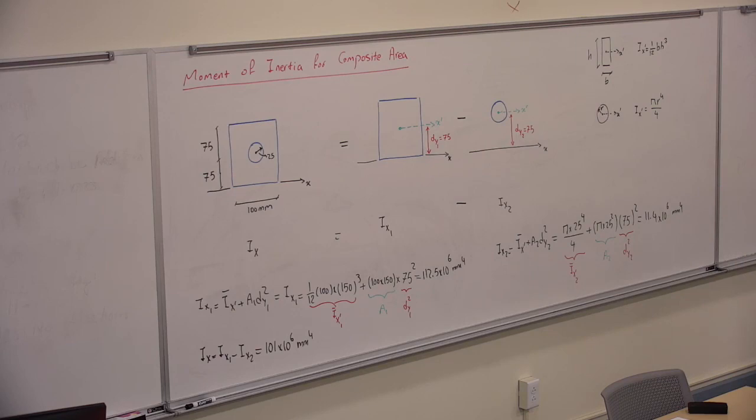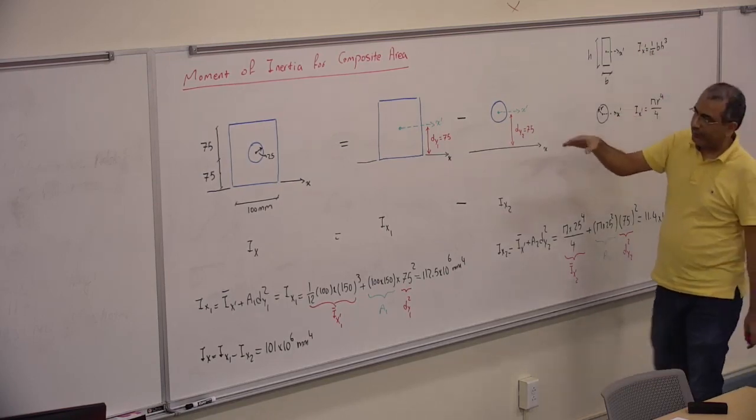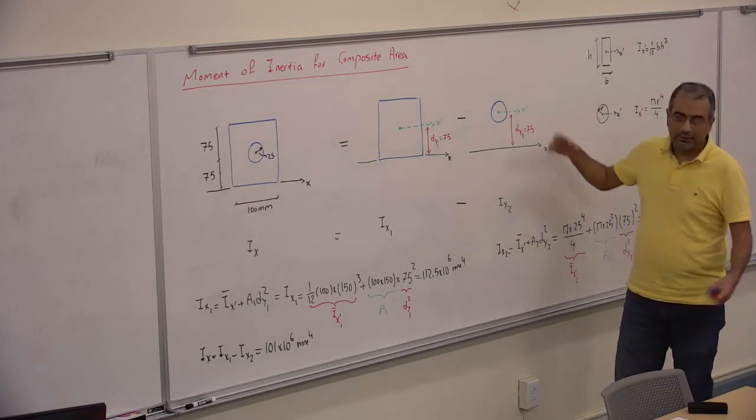Question? So most of the moment of inertia problems you're going to deal with are going to be like this. It's going to be a known shape where we know the moment of inertia about the centroid. So we break it down, we calculate the moment of inertia at the centroid, then we calculate them about the axis we want, and then we add them together.